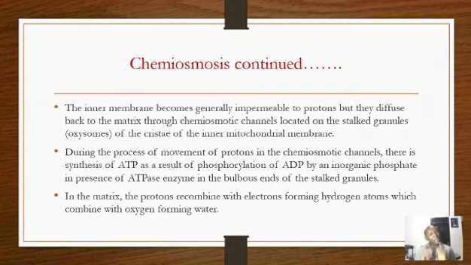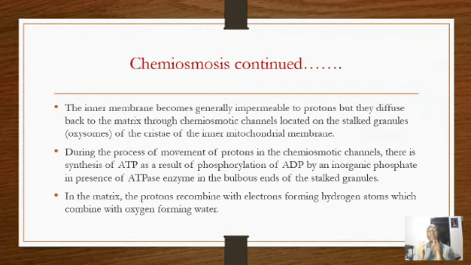We say ATPase enzyme is found in the bulbous ends of the stalked granules on the cristae. The stalked granules are what we call the oxysomes. So they are bulbous ends. That is where we find ATPase enzyme, leading to formation of ATP.